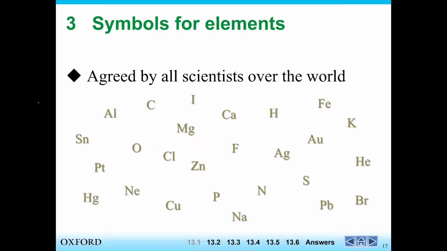In this video, we're going to continue talking about elements. This time, we're going to talk about the symbols for elements. Now, why on earth do we even need symbols to begin with?